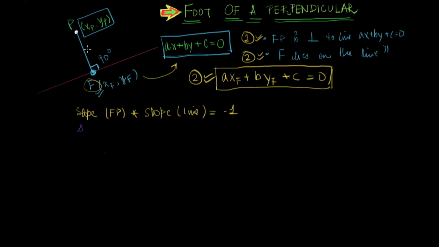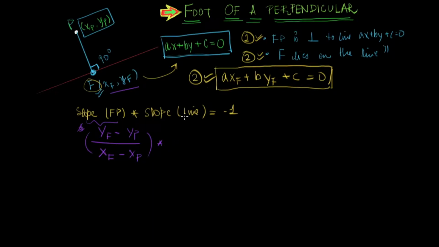So the slope of FP would be, well, if we know the coordinates of F and the coordinates of P, then the slope would be, oh, sorry. First, the numerator takes into account the y coordinates. So the slope is the difference in the y coordinates divided by the difference in the x coordinates. Y coordinates are y sub f minus y sub p, divided by, in the same order, x sub f minus x sub p. That is the slope of FP. And we must multiply that with the slope of the line.